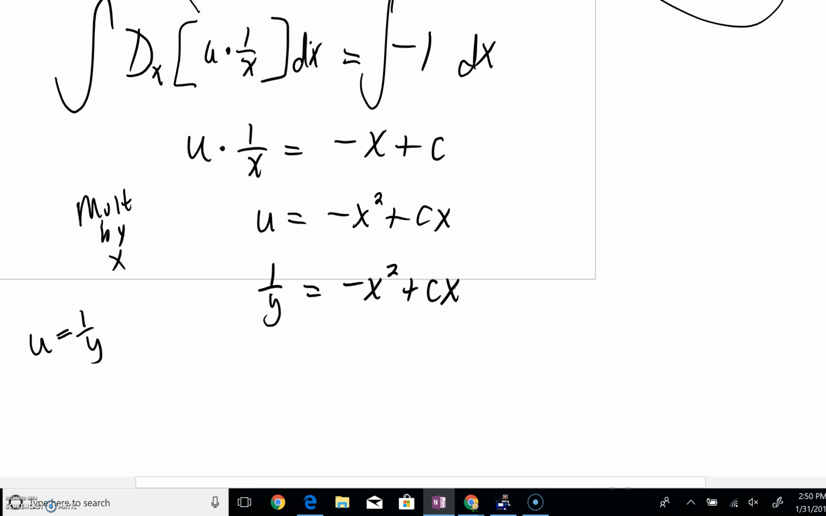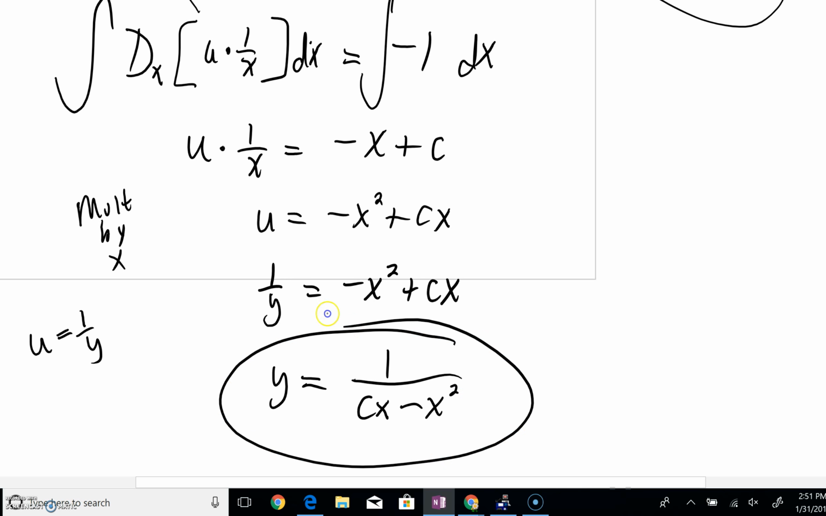Right now, it's actually just one further step. Take a reciprocal on this left side. That means you take a reciprocal on the right side. And you could put your cx first minus x squared. And we are done. That is a Bernoulli differential equation.